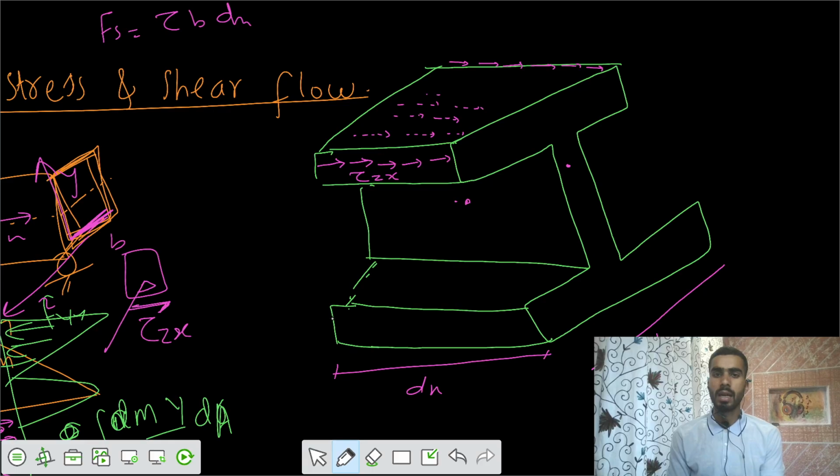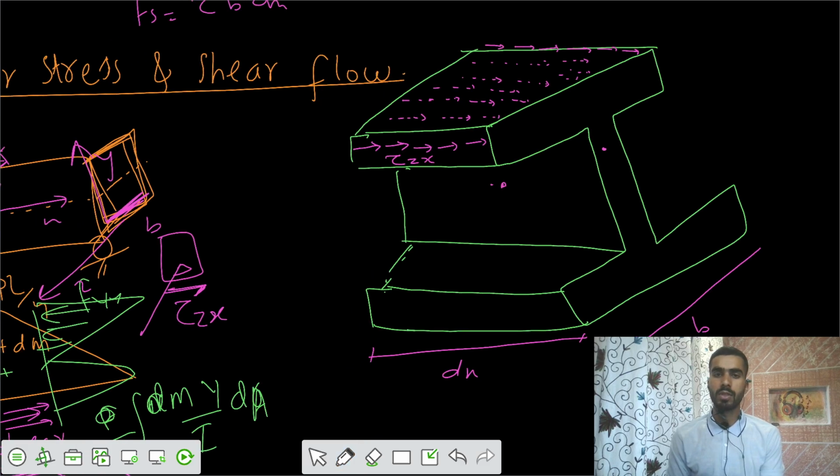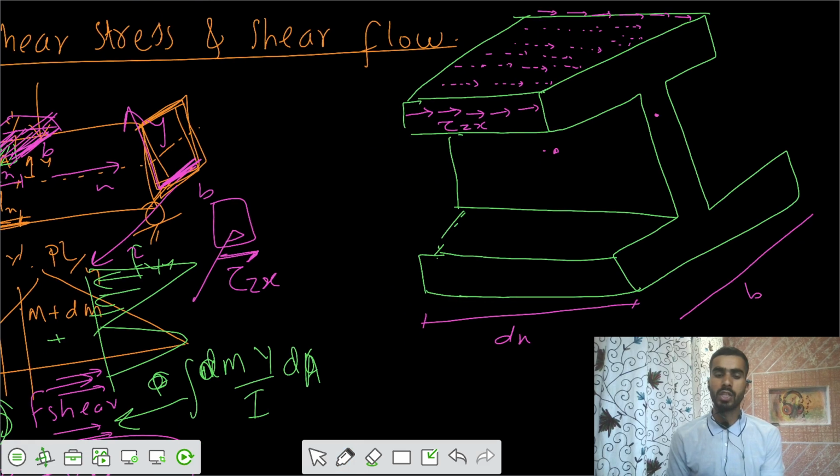Let's say this dash represents that if you cut those sections internally, there would be some shear stresses developed from the internal of that flange. So we say there is some horizontal shear force, or horizontal shear stress, developed.